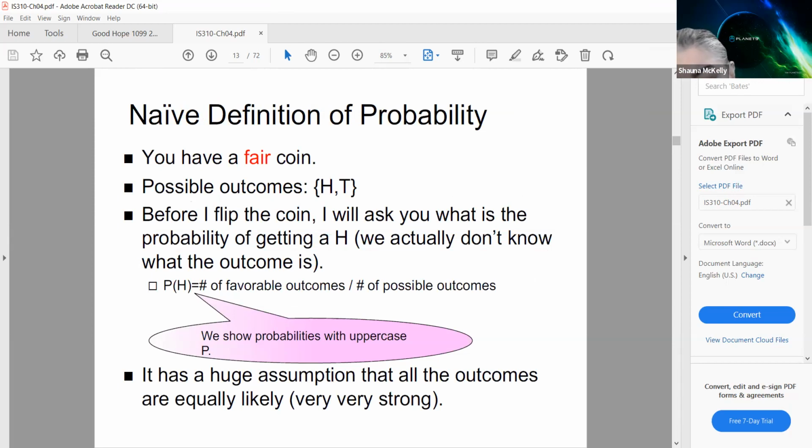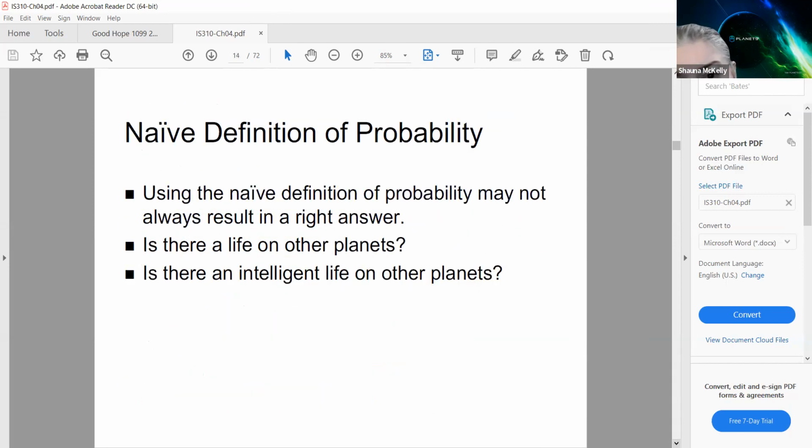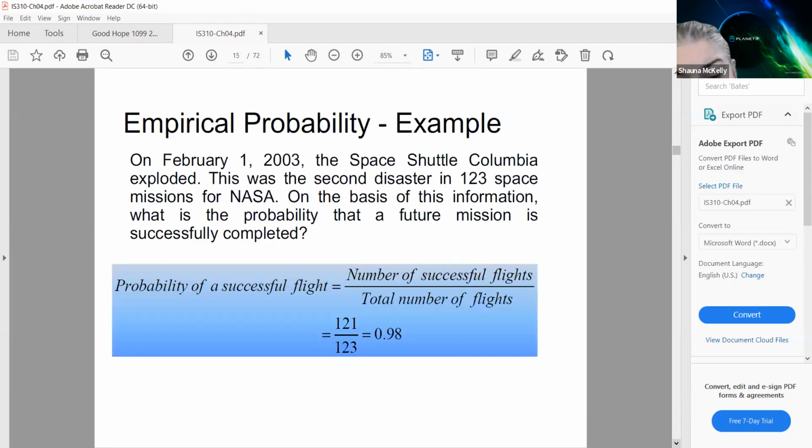Now here she goes into this a little more. So we talked about a fair coin. We talked about the sample space, possible outcomes being heads or tails. And she gives you a little bit of extra stuff about how you write it and what you do. And so here she gives you an example. Now, this is an example of empirical probability.